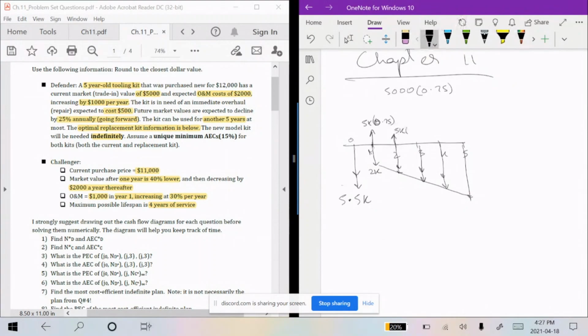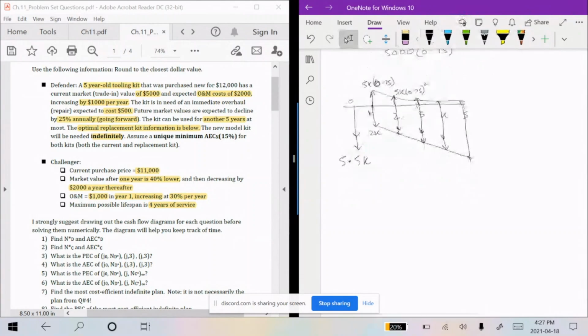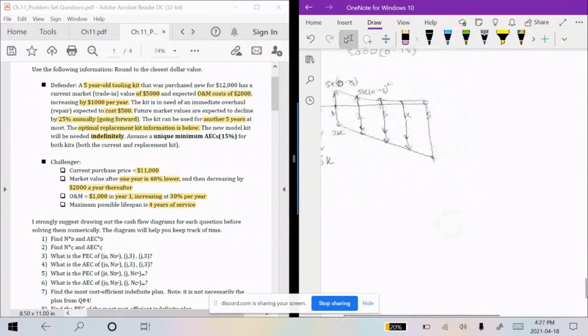be 5K into 0.75 square, because it's decreasing by 0.25 every single year. In the third one, it would be the 5K into 0.75 cube, and so on. All right, it would be something like this. Again, a geometric gradient in the opposite direction, but that doesn't matter. All right, this is the cash flow diagram for the defender.